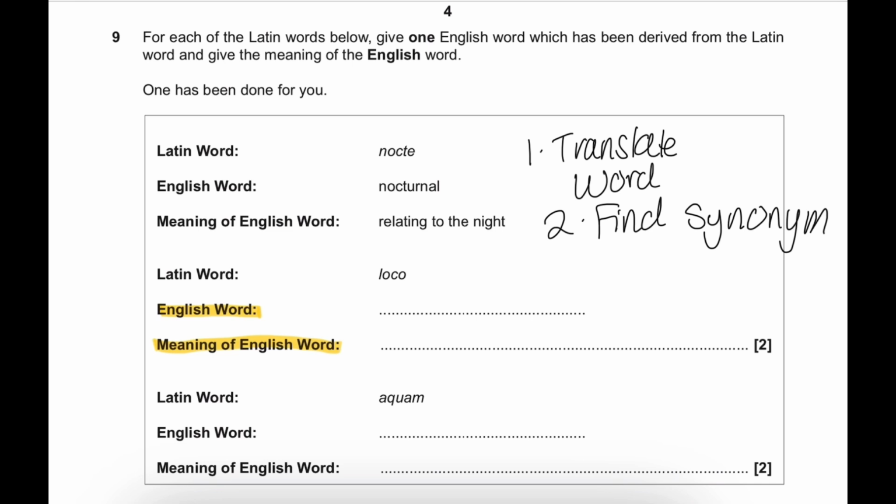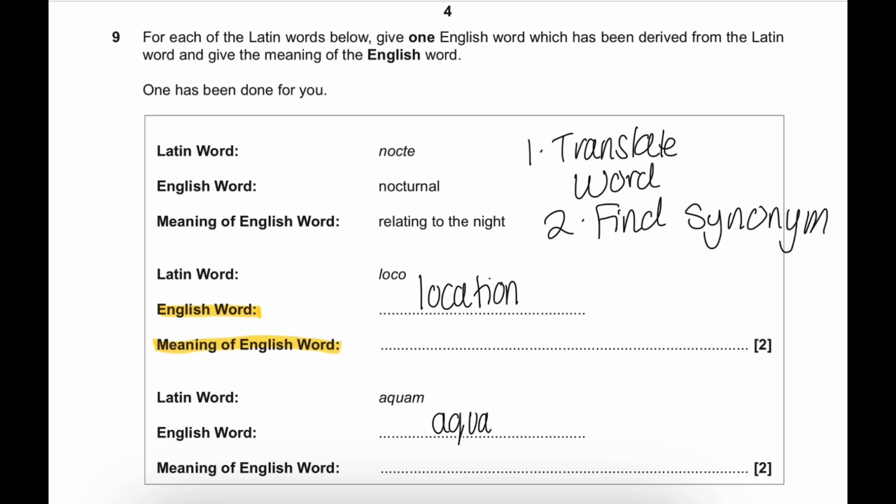Loco means place. Another word for place in English with the same first 2 letters is location, which is a place where something is or happens. So that's our first one. For the second one, which is aquam, which means water, we can say aquatic, meaning to do with water.